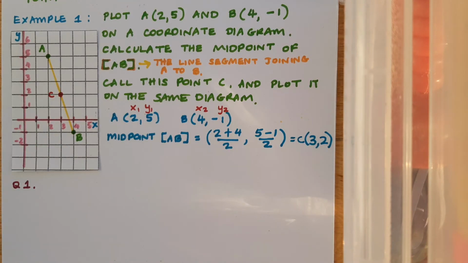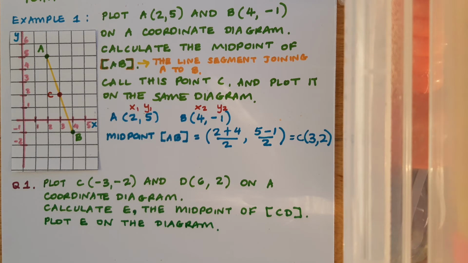So now a question for you. So here's your question. Plot C and D on a coordinate diagram. Calculate E, which is the midpoint of CD, and plot E on the diagram. Pause your video here, have a go at the question, and then play and see if you're correct.